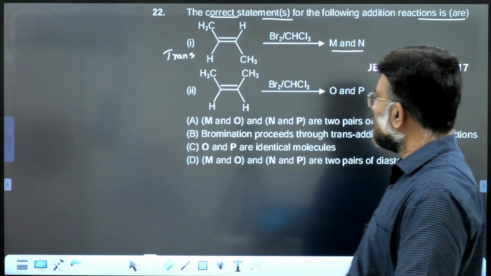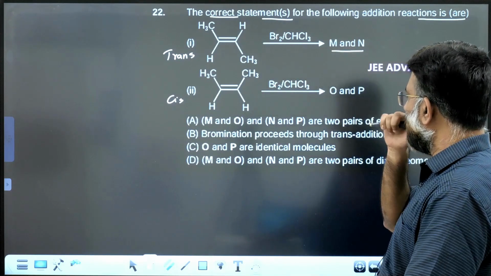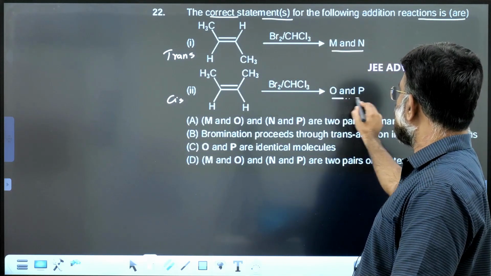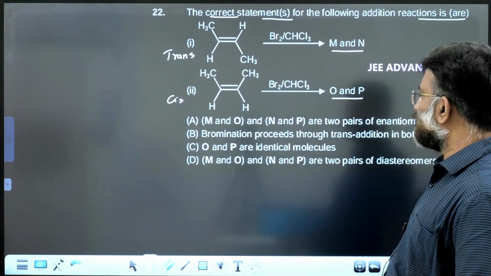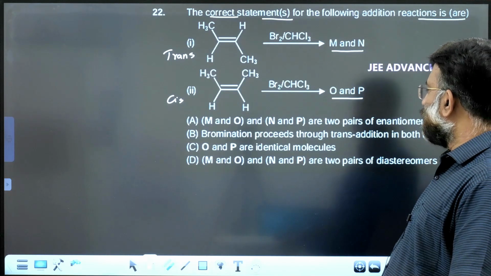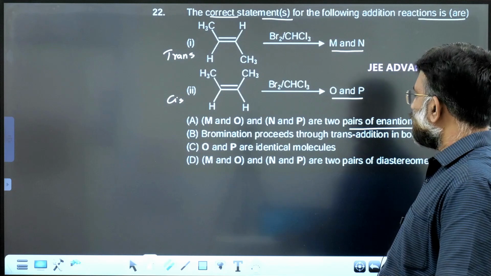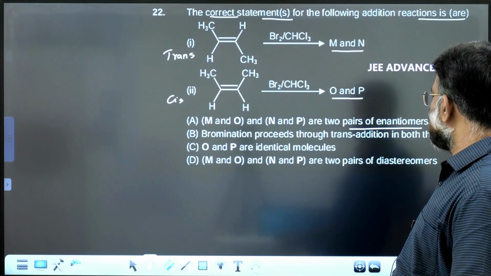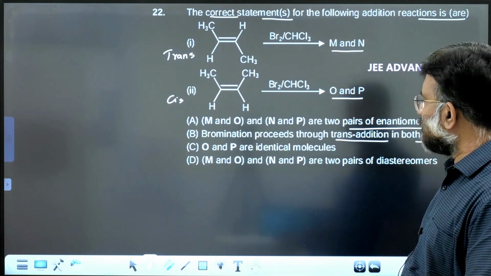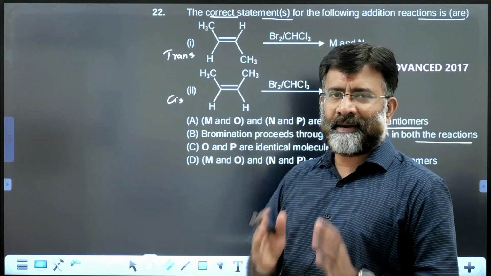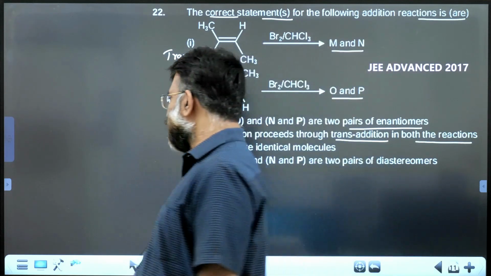Second one, you have a cis compound. This compound again undergoes anti-addition. The products are O and P. Then followed by choices A, B, C, D. M and O, N and P are two pairs of enantiomers. Bromination proceeds through trans addition in both the reactions. Bromination in fact is trans addition. It is anti-addition.